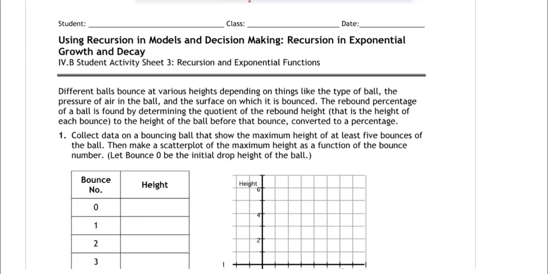So it says different balls bounce at various heights depending upon things like the type of ball, the pressure of air in the ball, and the surface on which it is bounced. The rebound percentage of a ball is found by determining the quotient of the rebound height, that is the height of each bounce, to the height of the ball before that bounce, converted to a percentage.